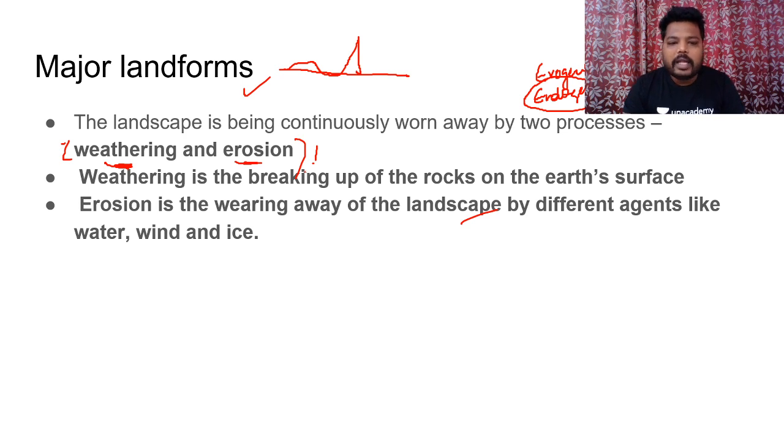So what is weathering? Simply, weathering is the breaking up of rocks on the surface. Just this is the statement which you have to remember. For example, in desertified regions, we have maximum temperatures in the morning, and in the nights we have very low temperatures. In deserts we experience this. That's the reason why deserts experience the highest diurnal ranges. It means the temperature difference between maximum and minimum temperatures is very high.